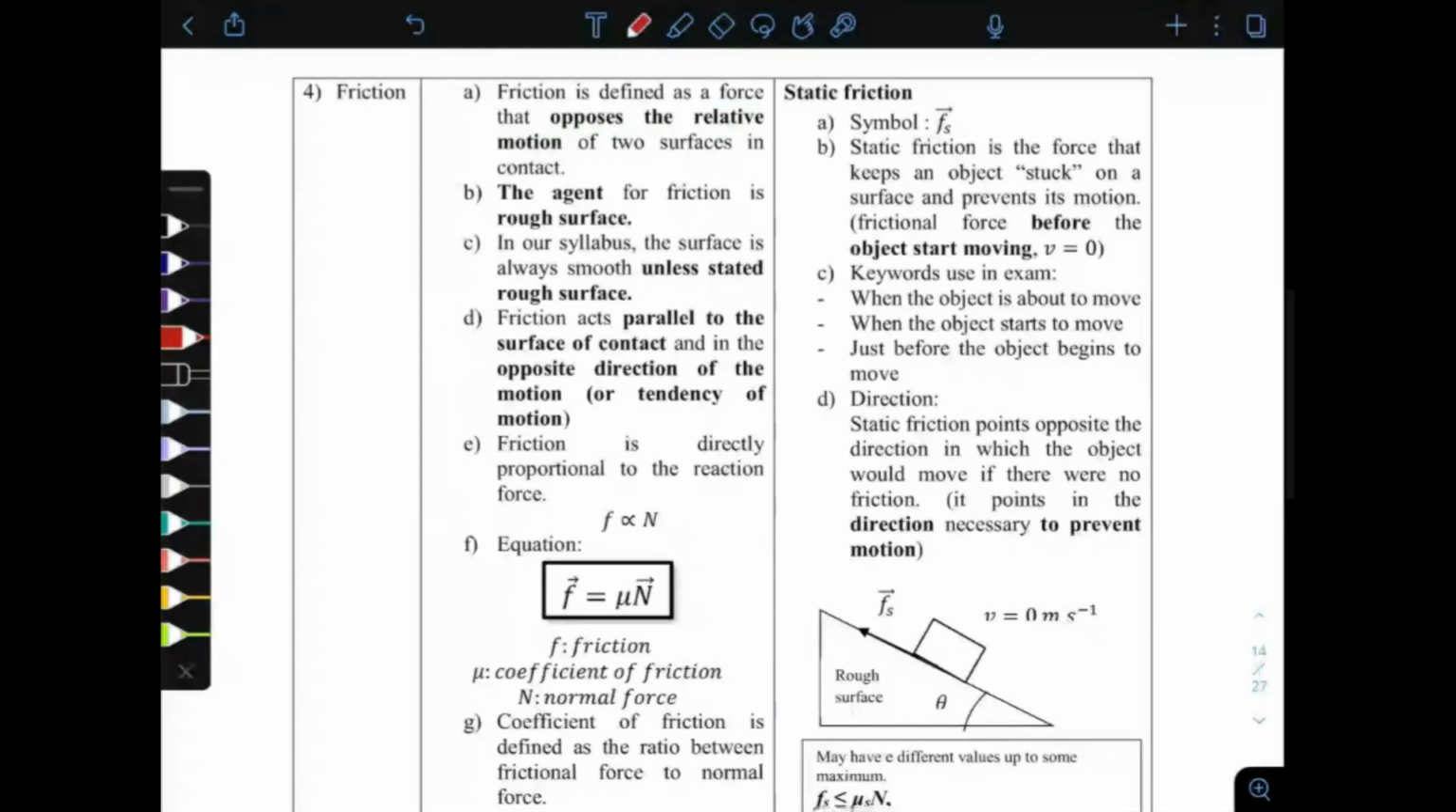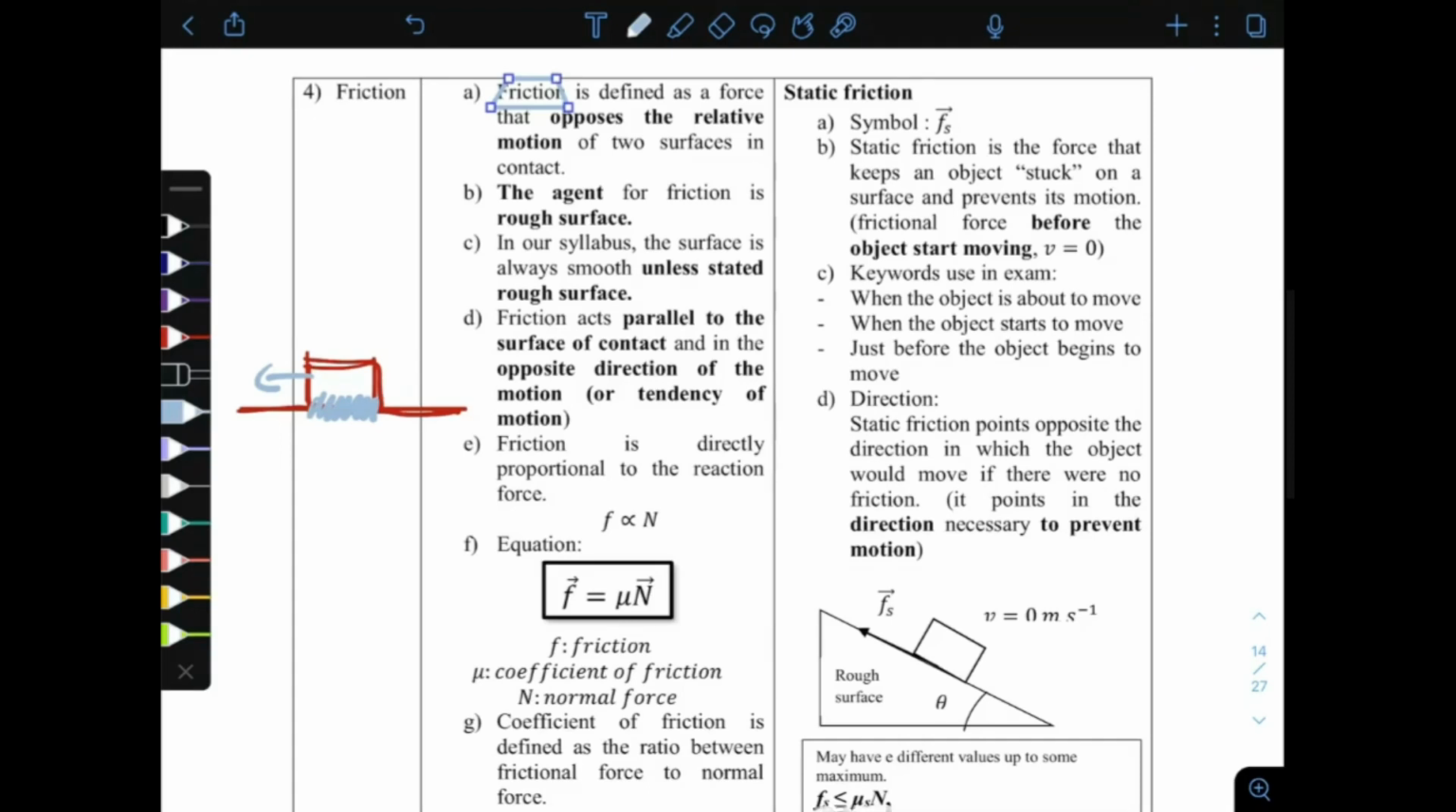So bila kita ada dua permukaan, contoh kamu ada, this is your lantai and you have your object placed on the floor. Floor kamu ada permukaan lah kan? And then your object also has a surface dia. So when these two surfaces touch, dua permukaan ini bersentuhan and your object is about to move atau is moving, you can experience friction. Okay, tujuan friction dekat sini adalah dia nak oppose the relative motion. Dia nak mengelak pergerakan ataupun mengurangkan pergerakan yang tengah dilakukan oleh objek kamulah.